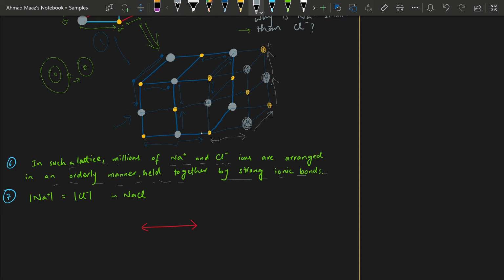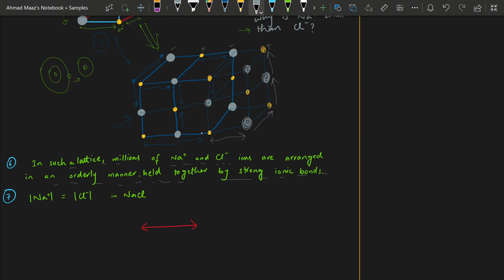Now this is positive, this is negative, this is positive, this is negative. These are all strong ionic bonds in between them, strong electrostatic forces of attraction between these positively and negatively charged ions.